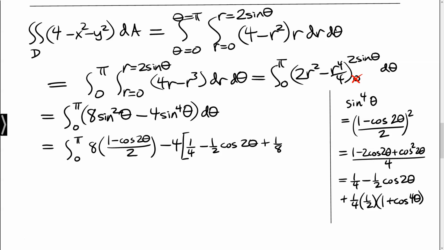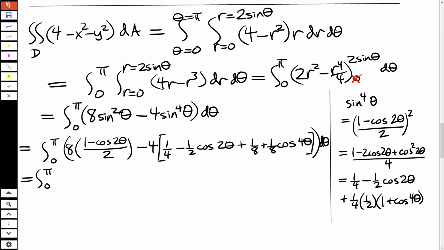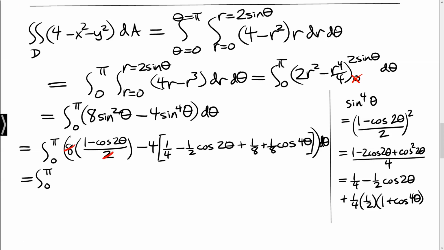I'm going to go ahead and distribute the 1/8. So plus 1/8 plus 1/8 cosine 4 theta, I love that I can do that. 4 theta d theta. Okay, so all of this d theta. Let me just clean this up a bit. All right, so that's 4.